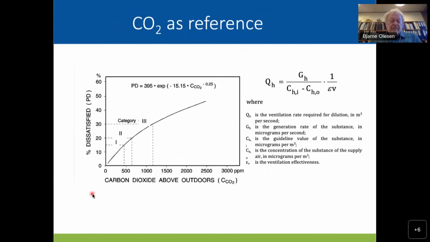We also have another method using a mass balance of different substances, where for general ventilation we often use CO2 as a reference for how much to ventilate per person. That's also one way of calculating required ventilation rate.